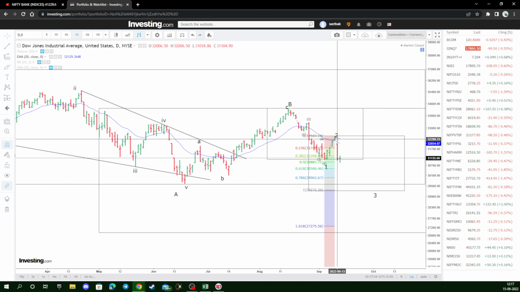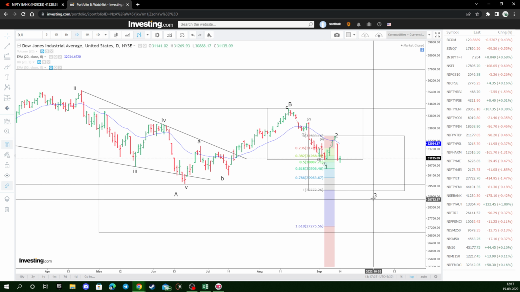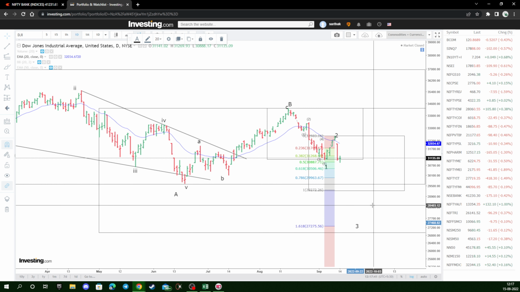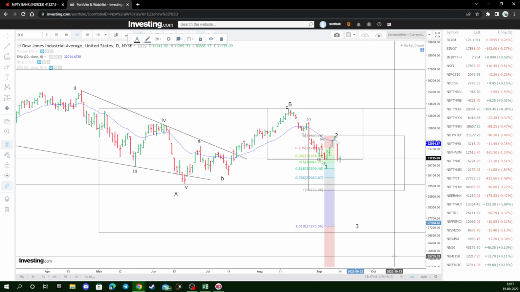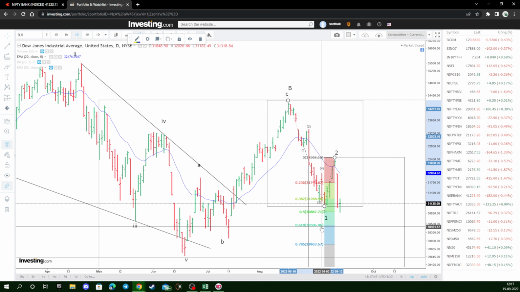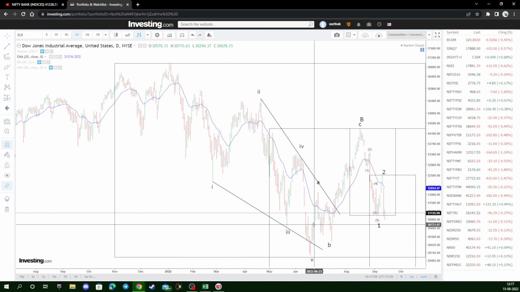And what it is going to do, it is just going to complete a wave 3. After that, we are going to have again a bounce in wave 4, and the trend is likely to develop on the downside in wave 5. So we might have another 2 to 3 months of this bear phase in the Dow Jones Industrial Average.